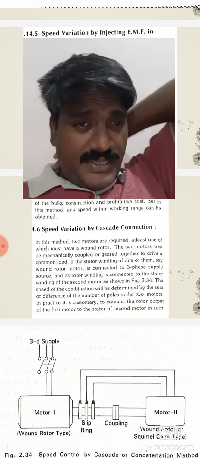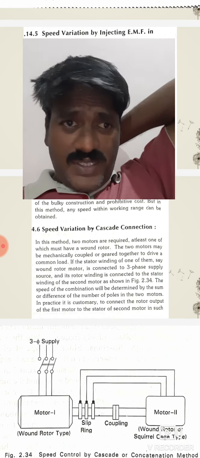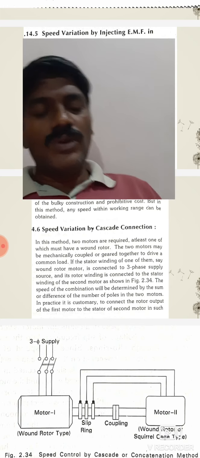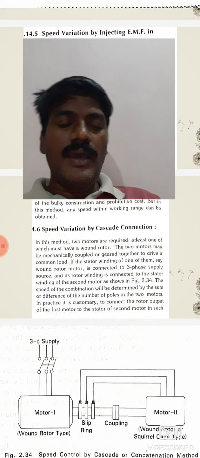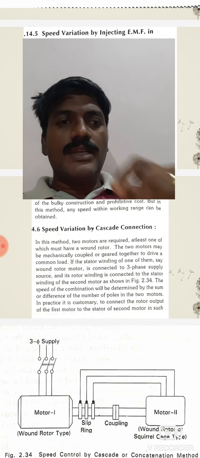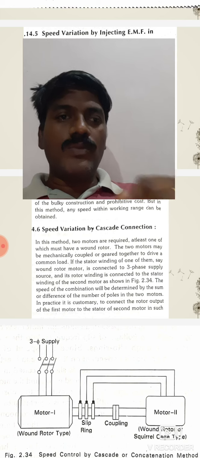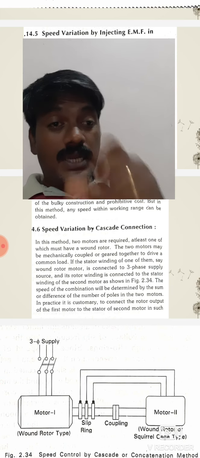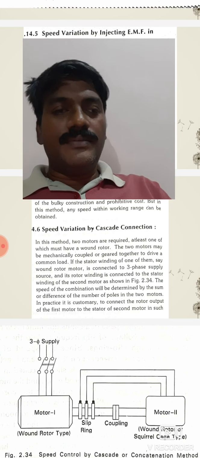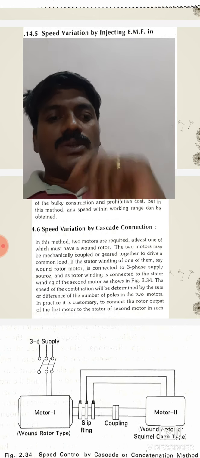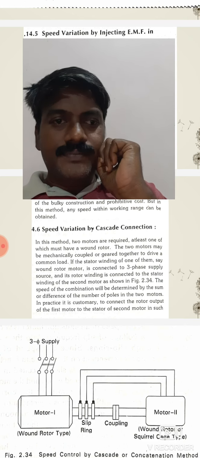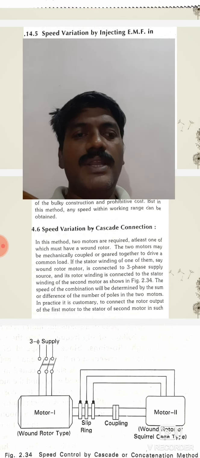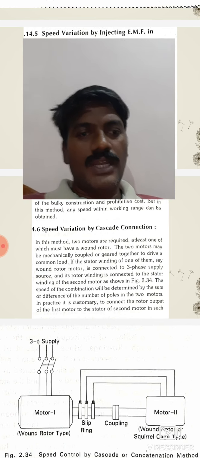Actually, it comes under rotor side only, controlling a slip ring motor. We can control a squirrel cage motor or a slip ring motor by using the rotor circuit, the EMF in the rotor circuit only. So that's why it comes under the rotor side, right? So that is the speed variation by cascade connection.